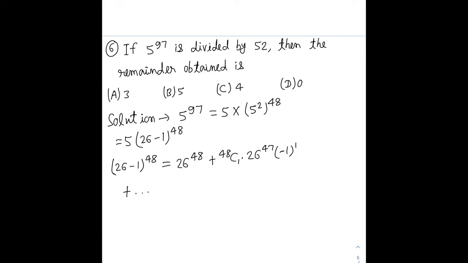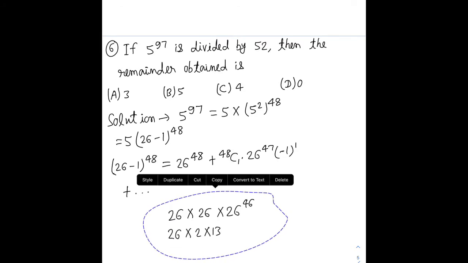Now what we can observe, 26 raised to power 48, we can write as 26 into 26 raised to power 47. Or further, you can also write 26 into 26, then 26 raised to power 46. Now we need to check whether it is divisible by 52. In 26, 2 is there. 26 we can write as 2 into 13. So when we combine 26 and 2, it will become 52. That will happen for all the terms.